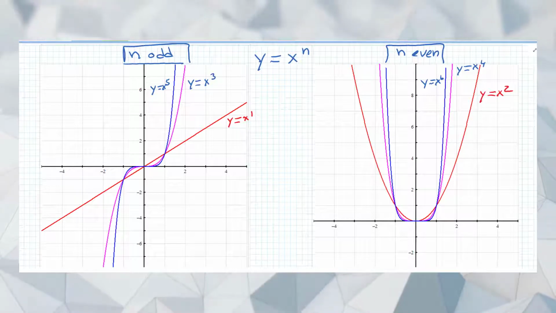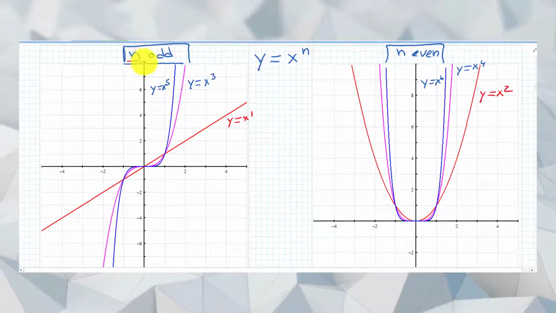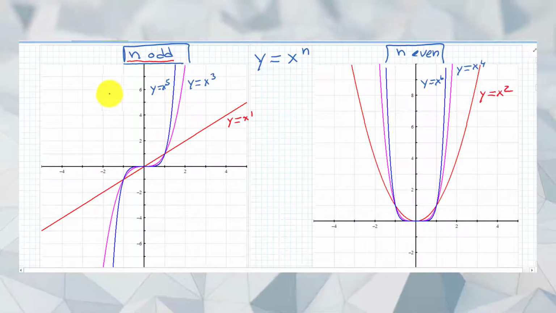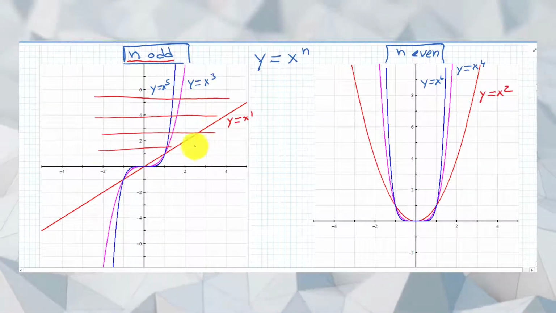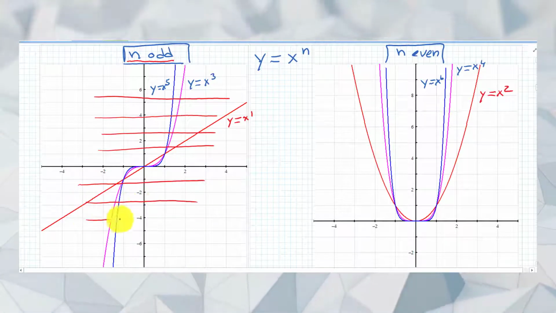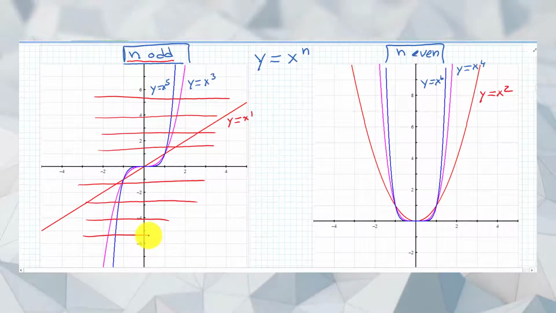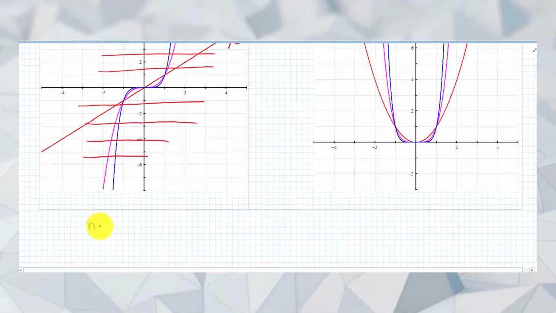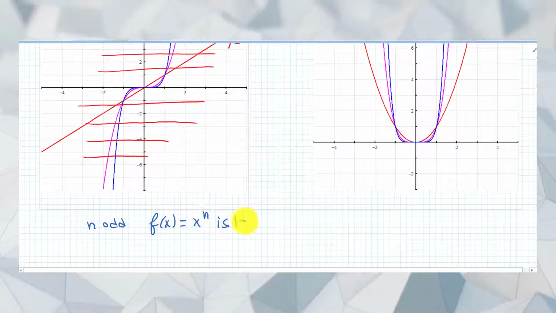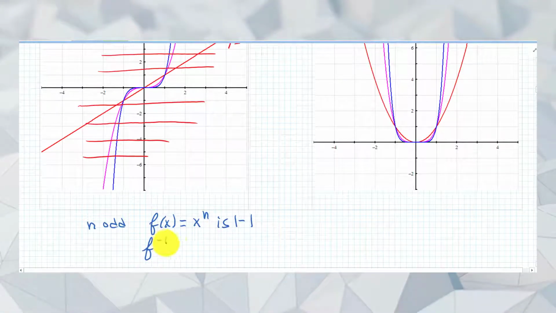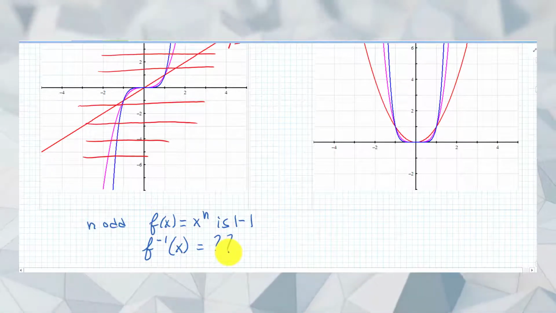Okay, so now we can ask ourselves which of these functions have an inverse. If we look at the first family for n odd, we see that any of these graphs will pass the horizontal line test. Therefore, all of these functions are one-to-one. Therefore, they all have an inverse function. So I can say that for n odd, f of x equals x^n is one-to-one, so it has an inverse function. There is a function f inverse of x. Question is, what is f inverse of x? We will answer it very soon.